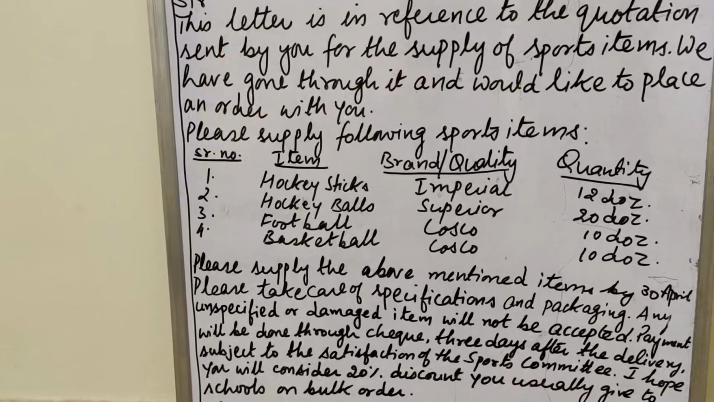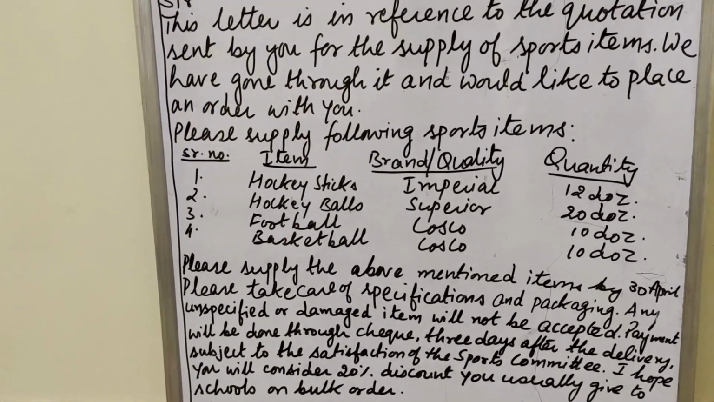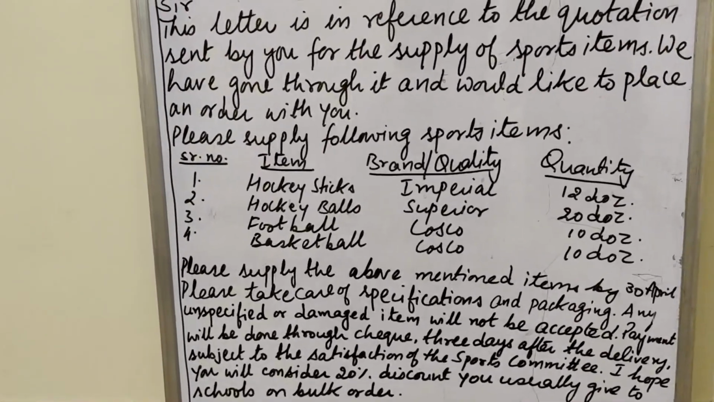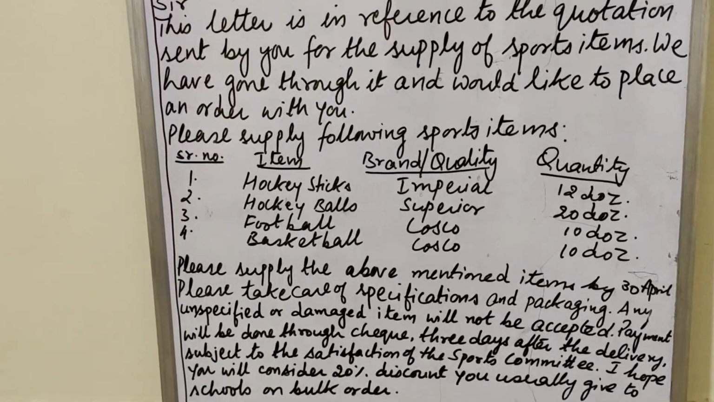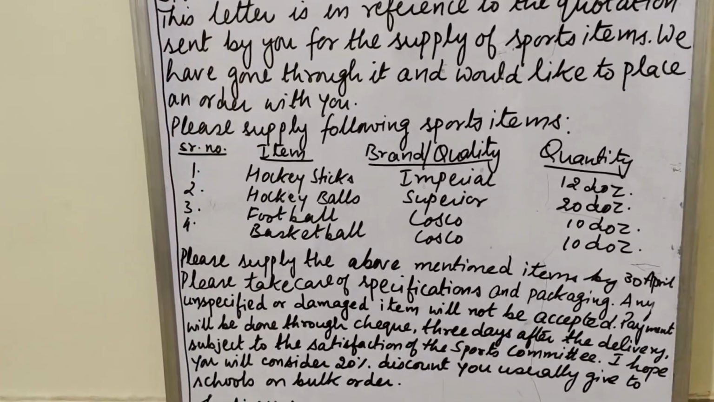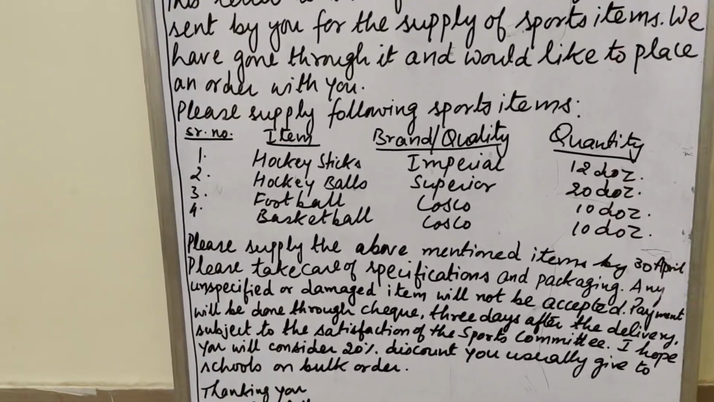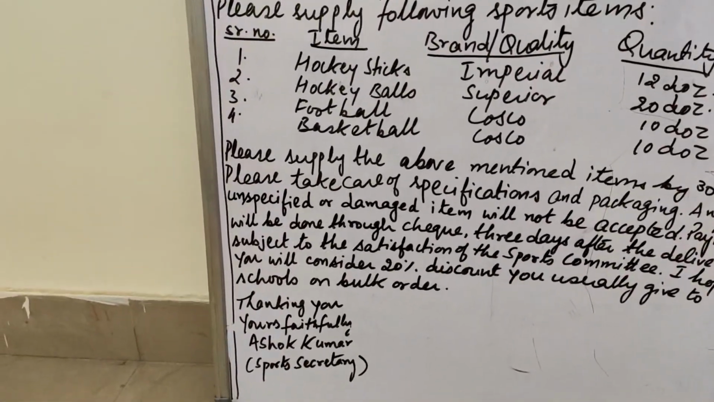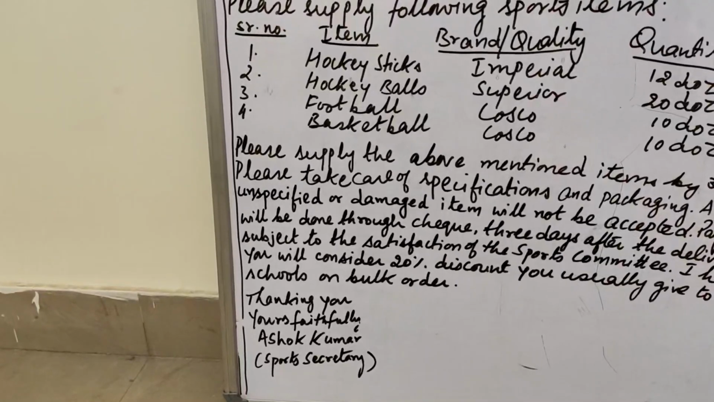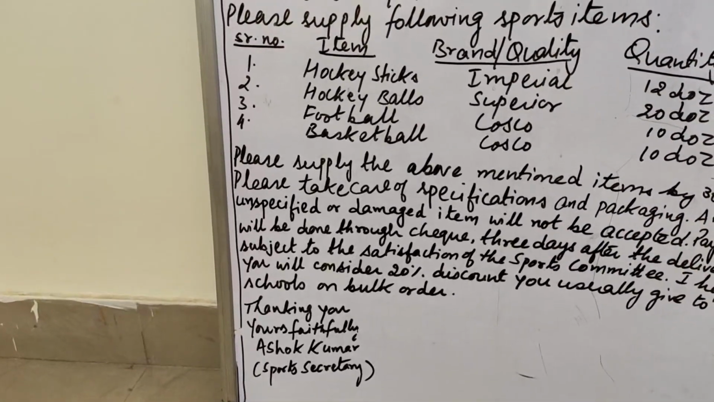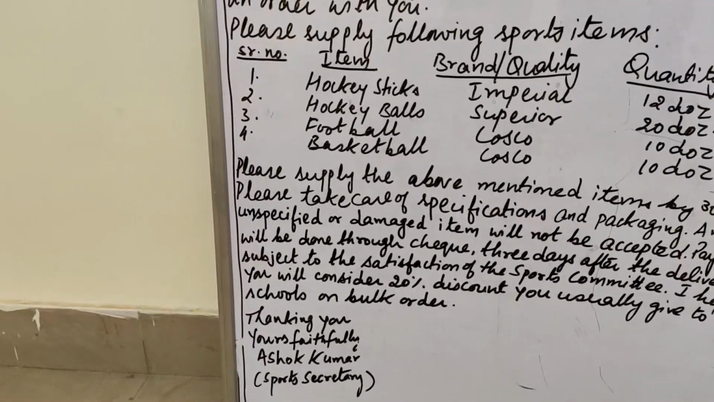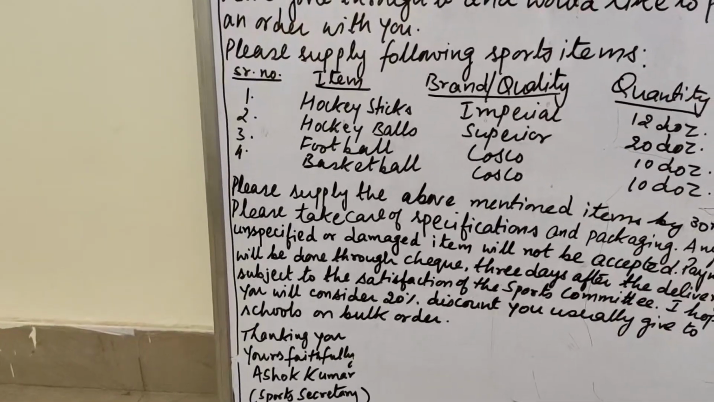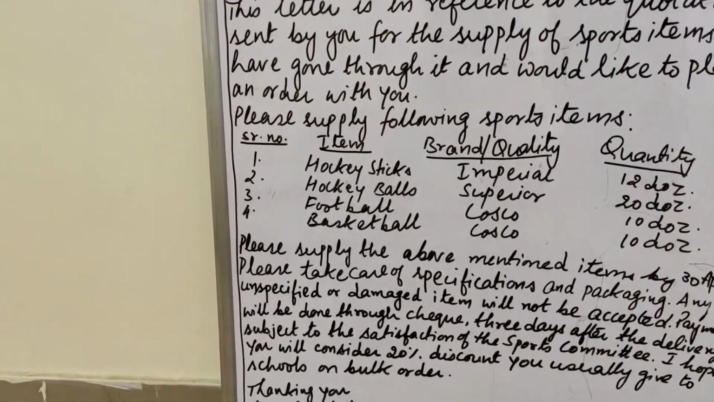So see, in this last paragraph all the terms and conditions are mentioned: date of delivery, talking about damaged items, unspecified items which will not be accepted, payment, mode of payment, when the payment will be done, and then asking for the permissible discount. And then we come to the closing of the letter. Thanking you, yours faithfully, name of the person, and then the designation. The name of the person is Ashok Kumar and the designation is Sports Secretary. So this is the way we will be writing this letter of order.